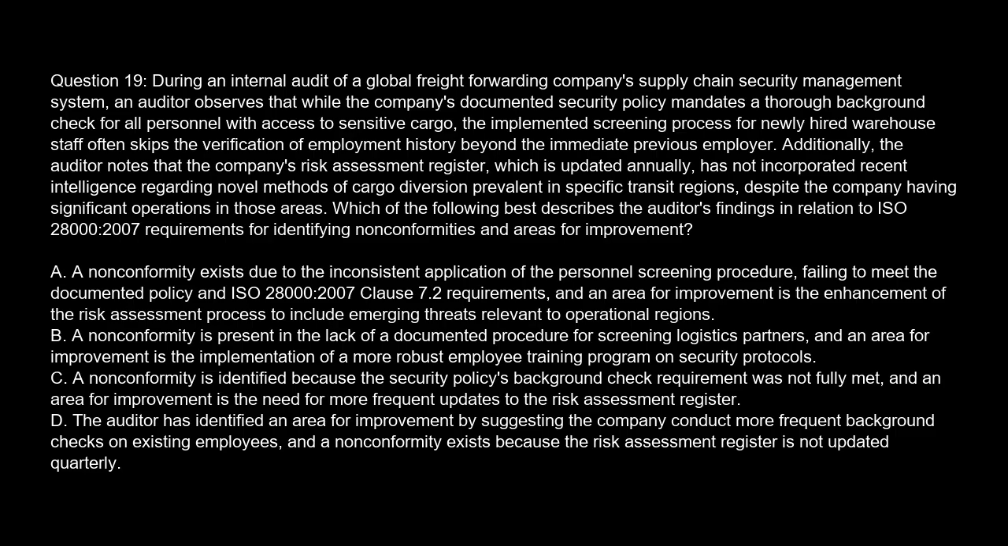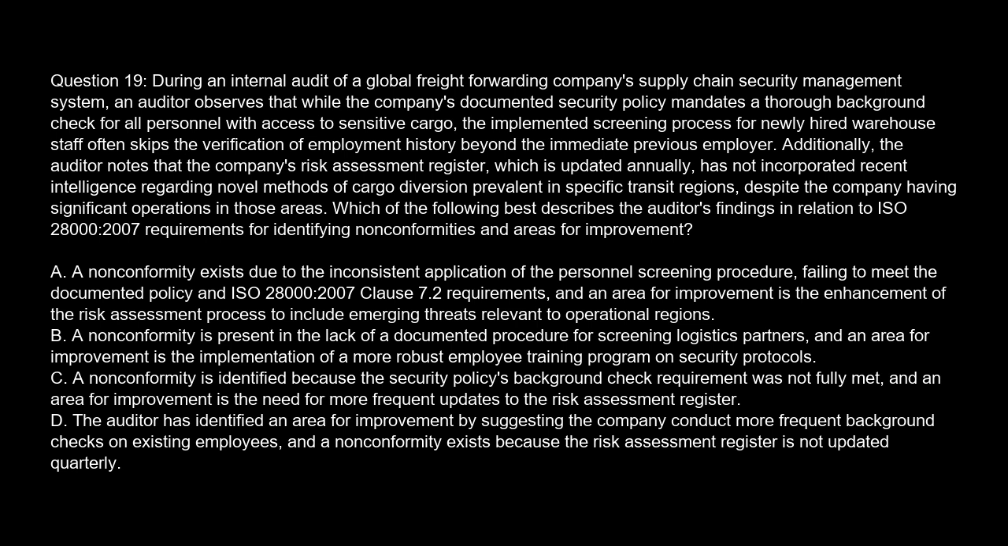Option A. A nonconformity exists due to the inconsistent application of the personnel screening procedure, failing to meet the documented policy and ISO 28000-2007 Clause 7.2 requirements, and an area for improvement is the enhancement of the risk assessment process to include emerging threats relevant to operational regions. Option B. A nonconformity is present in the lack of a documented procedure for screening logistics partners, and an area for improvement is the implementation of a more robust employee training program on security protocols.